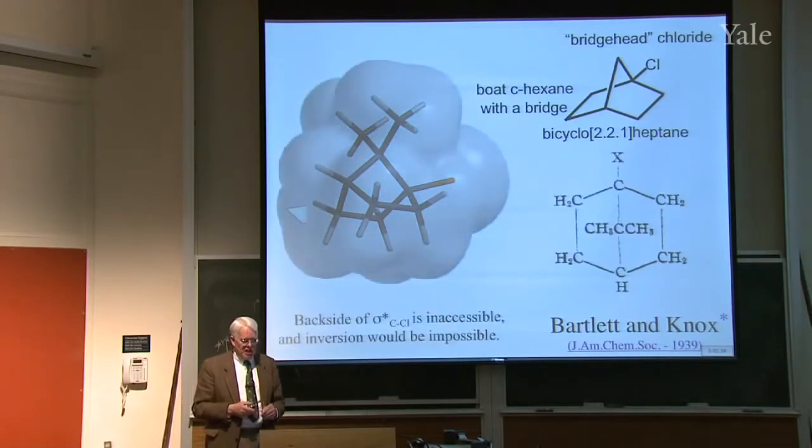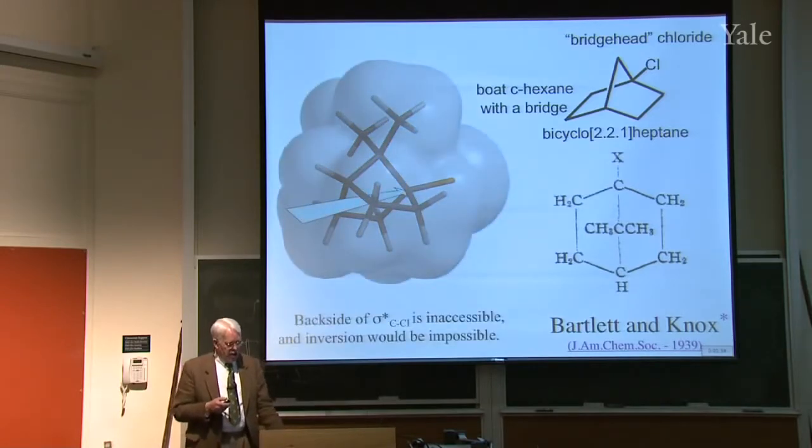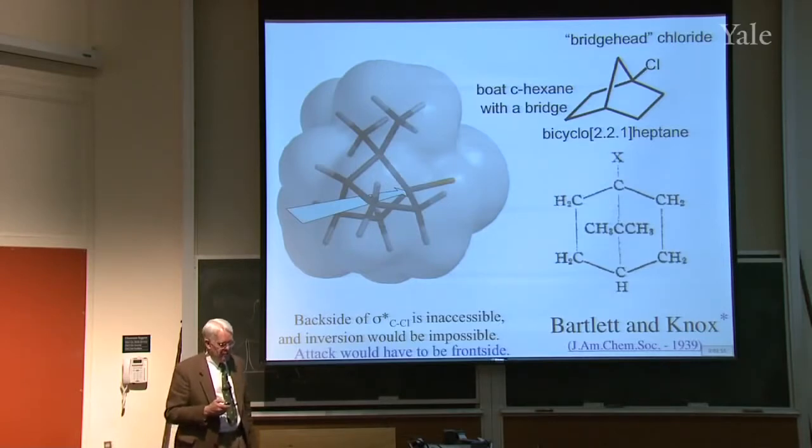Okay, now here's a space-filling model of it, and there's where you would have to attack to get at the backside of sigma star. So that's obviously out of the question, that you could get in there. So the molecule is designed so you can't do backside displacement. The question is, if you can't do backside, can you do front side displacement? Right? So the attack would have to be front side.